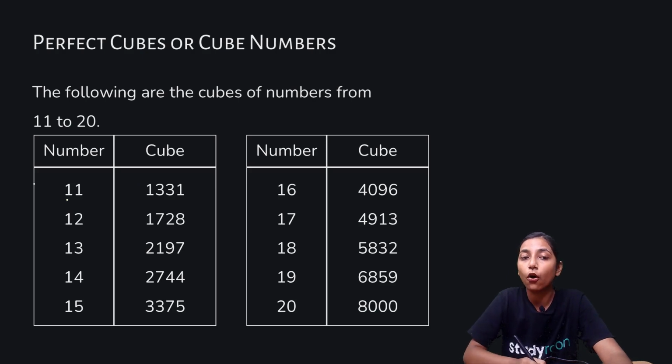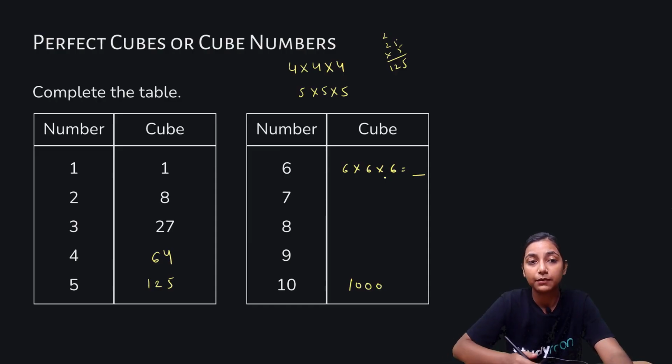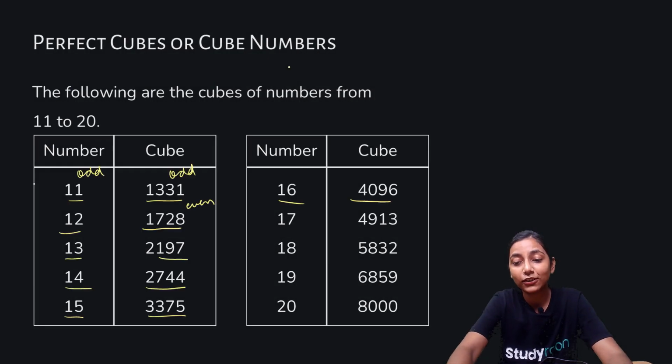One thing that you can see from here and even from the previous table is that if the number is odd, what is its cube? Is it even or odd? It's again odd. So if the number is odd, its cube will be odd. If the number is even, its cube will be even. You can see any number, odd, odd, even, odd, odd, even from the previous table: odd cube is odd, even cube is even, and so on. So we can conclude that if the number is odd, its cube will be odd. If the number is even, its cube will be even.